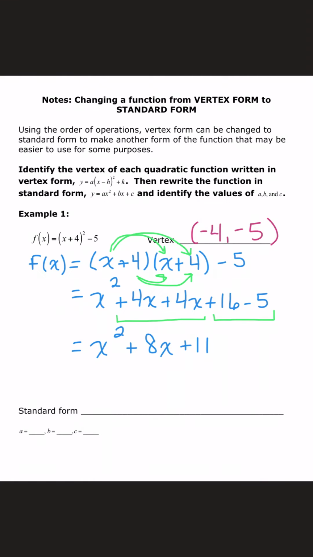And there we have it. No more parentheses, everything has been combined. There's our standard form. So we're going to write the equation y equals x squared plus 8x plus 11. And so the value of a is going to be the coefficient on the x squared, which is 1. The value of b is going to be the coefficient that's on the x, which is 8, and your value of c is your 11.